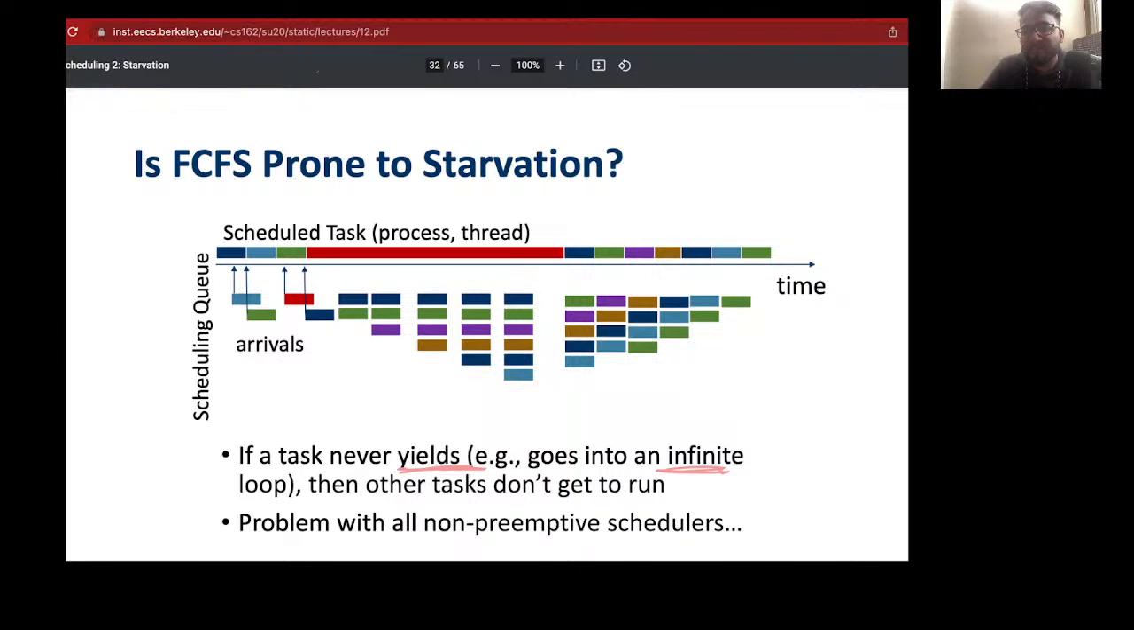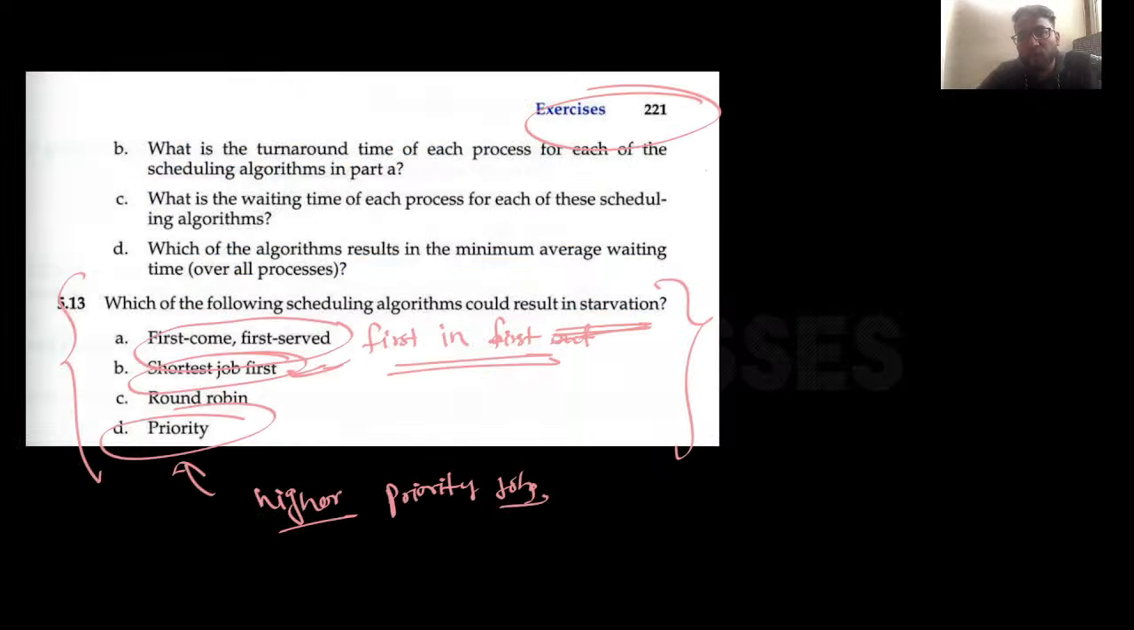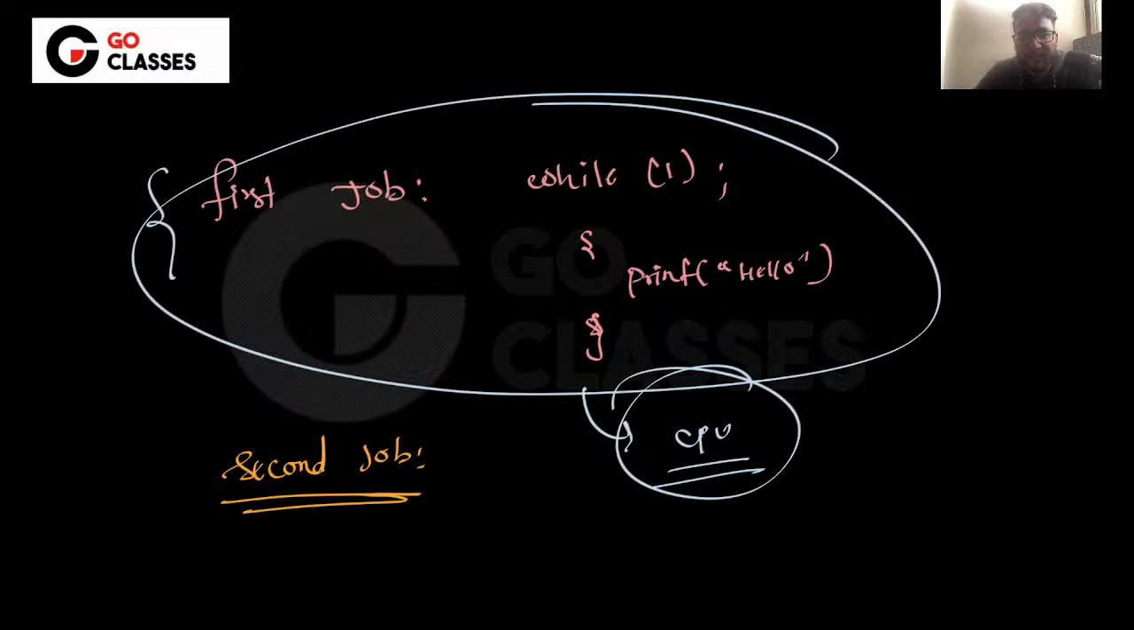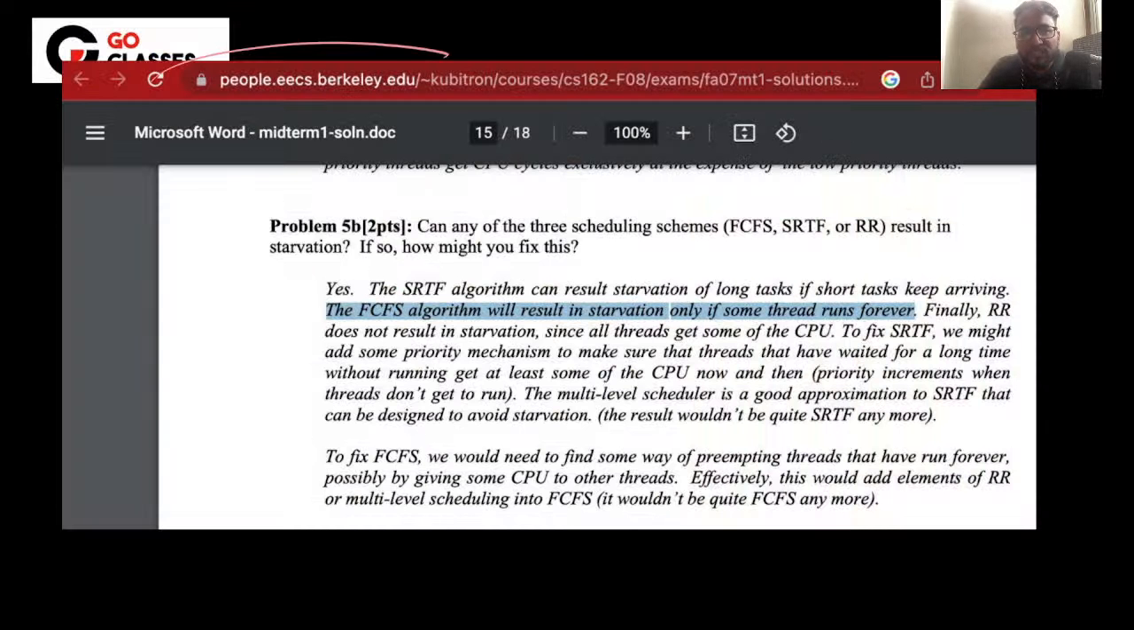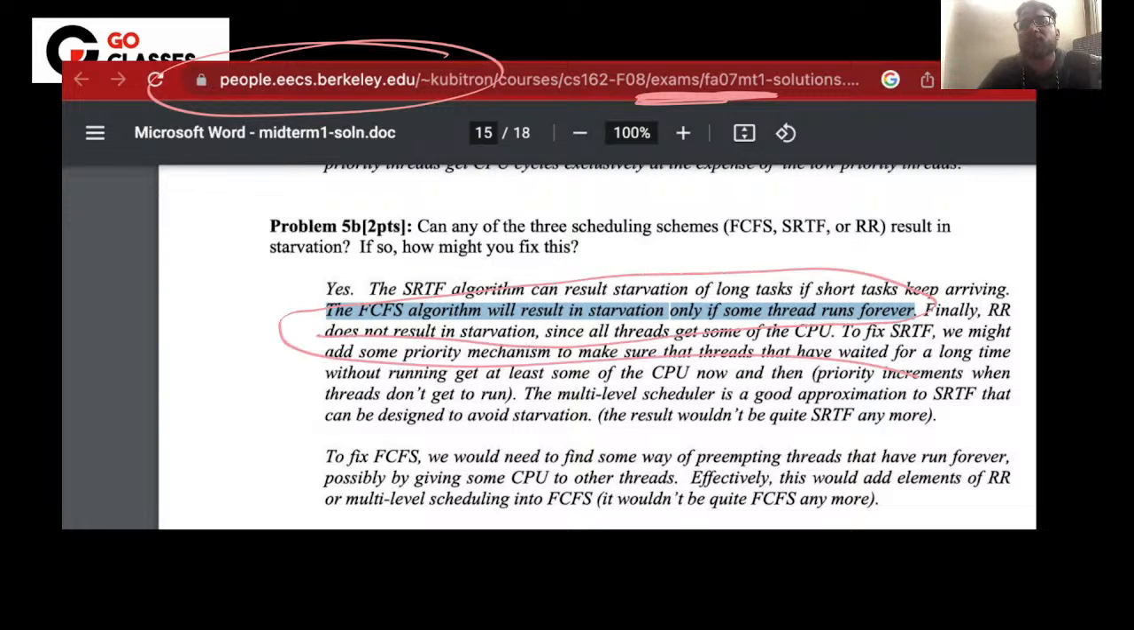This question is directly from Galvin. If you go to chapter 5 of Galvin, you will find this question. Even in a Berkeley University assignment, there was a midterm solution, midterm 1 of fall 07, which means the 2007 fall midterm 1 solution. In that solution also, they have said that FCFS will result in starvation only if the threads run forever. So even FCFS can go to starvation.